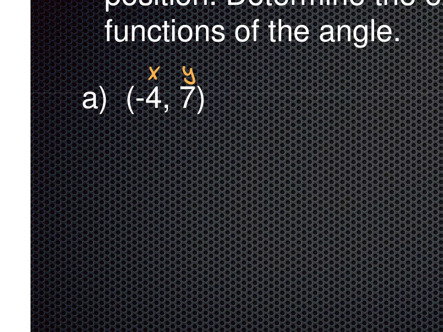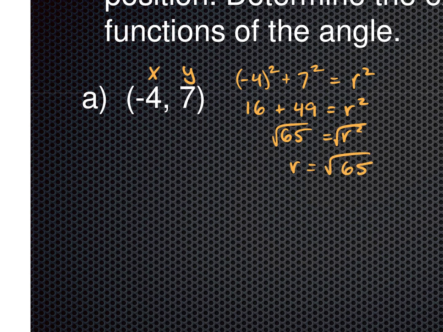A squared plus b squared, our Pythagorean theorem. So negative 4 squared plus 7 squared equals c squared, or I'll call it r squared. Negative 4 squared is what? 16. 7 squared? 49 equals r squared. 16 plus 49? 65 equals r squared. Take the square root. So r would be the square root of 65.